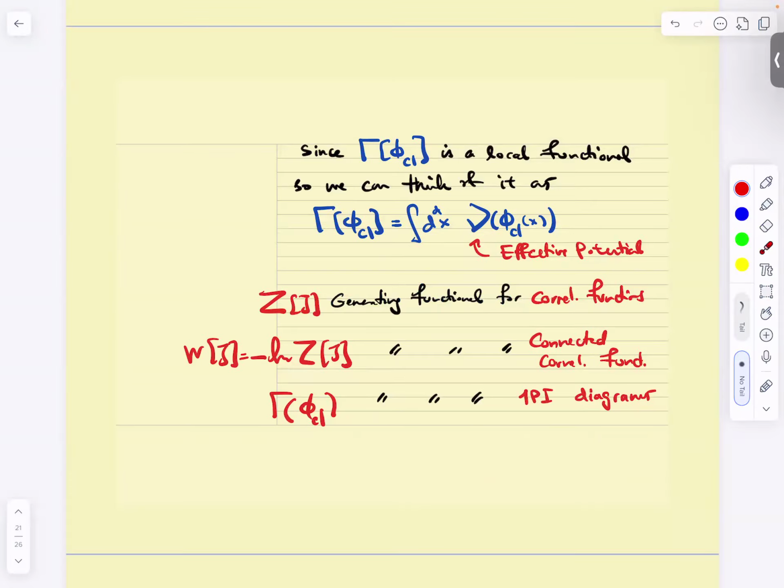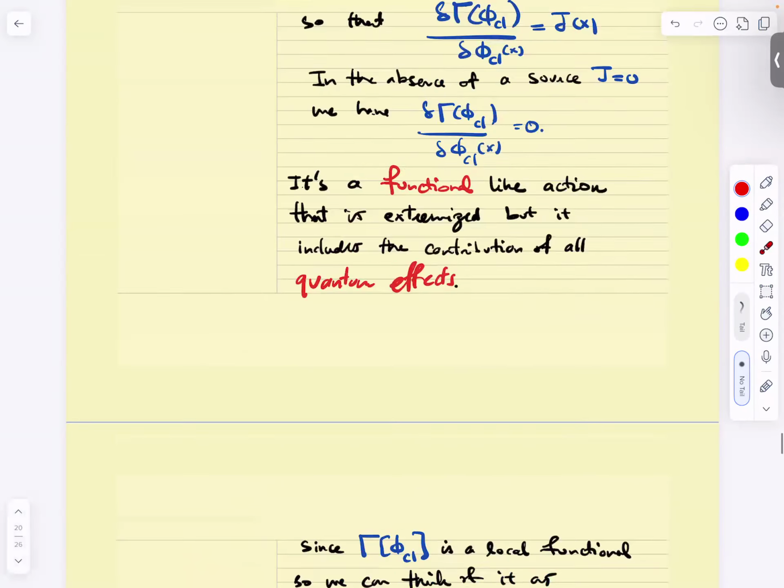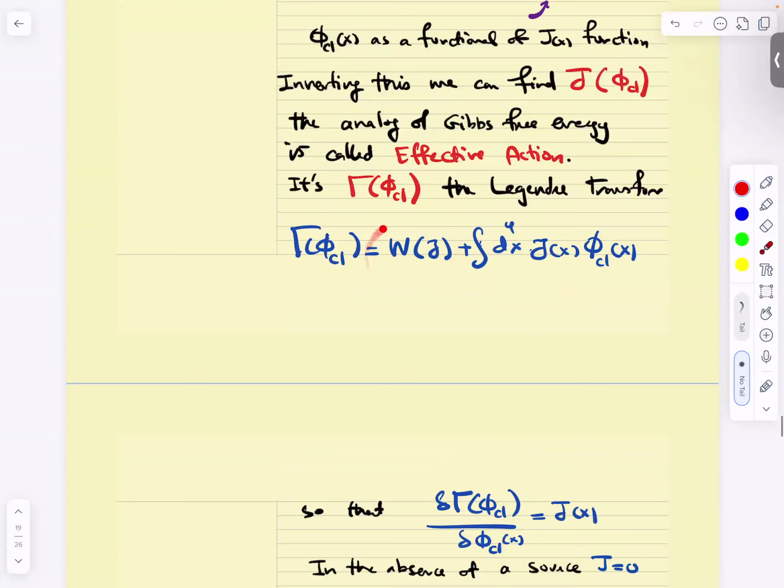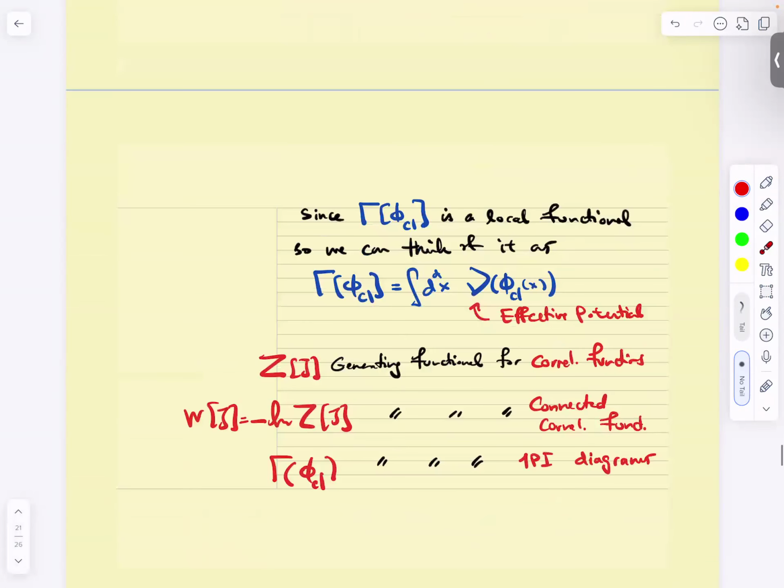All right. So now I have to tell you what this does. First of all, this effective action ends up being a local functional, right? That's not surprising. W of J was local, and they added something local to it. So sometimes the density inside the integral is called the effective potential.